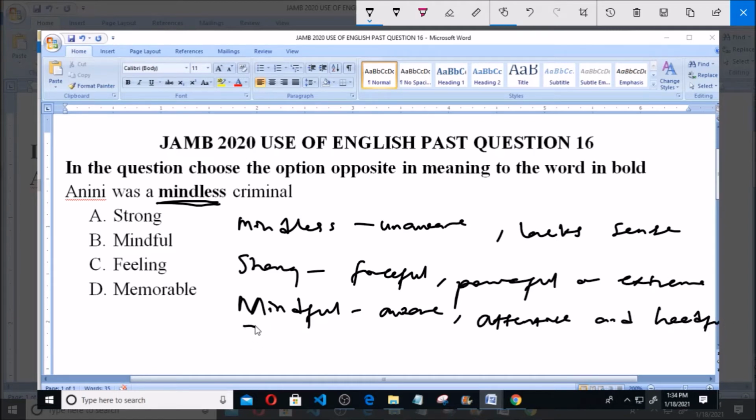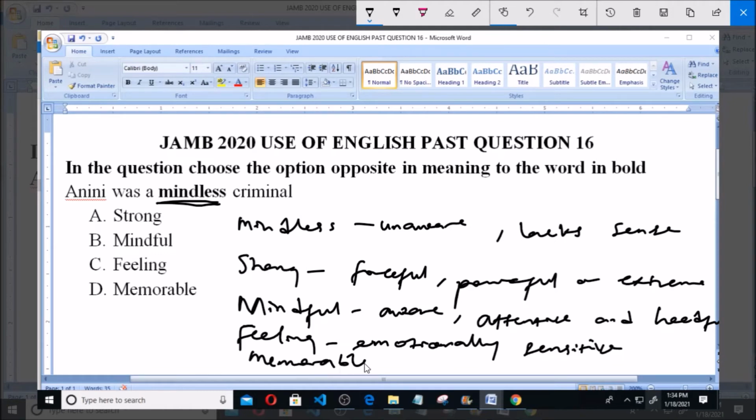Option C says feeling. Now feeling here just simply represents to be sensitive emotionally. That's emotionally sensitive. Then option D says memorable. Now memorable simply means remarkable or important. Now let's look at this question again.